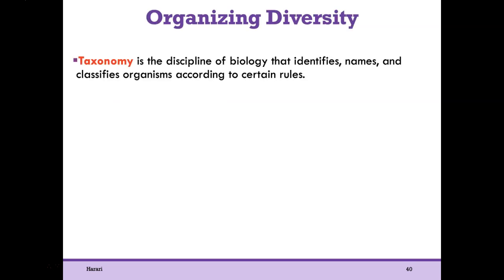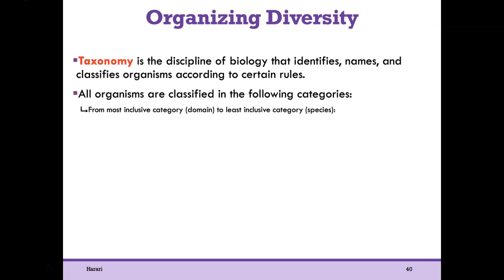So, since life is so diverse, we need a way to organize it. Taxonomy is the discipline of biology that identifies, names, and classifies organisms according to certain rules. All organisms are classified in categories, and I'm going to go from the most inclusive category, called domain, to the least inclusive category, called a species. So this is a list of different categories that might be best memorized with a mnemonic.